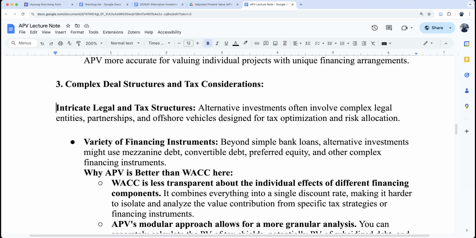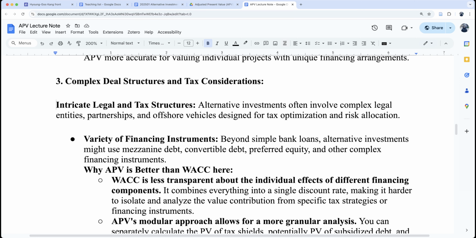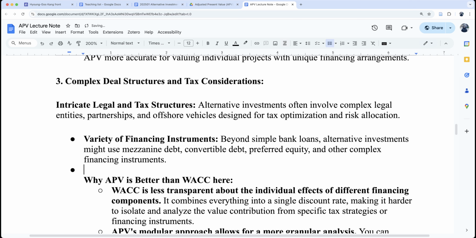Intricate legal and tax structure. Alternative investments often involve complex legal entities like special purpose vehicles or partnerships and offshore vehicles designed for tax optimization. They make that kind of special vehicles for tax optimization and risk allocation, of course. Then that is like financial engineering, value creation by financial engineering, and in order to capture that, we have to use APV, right?